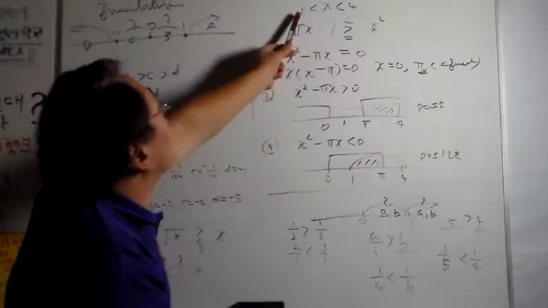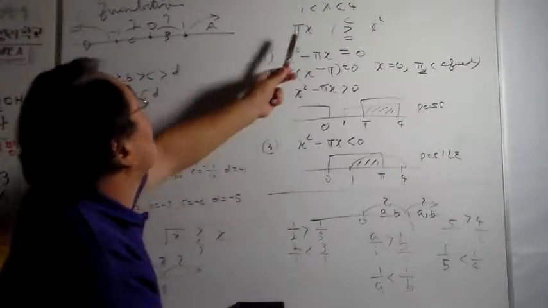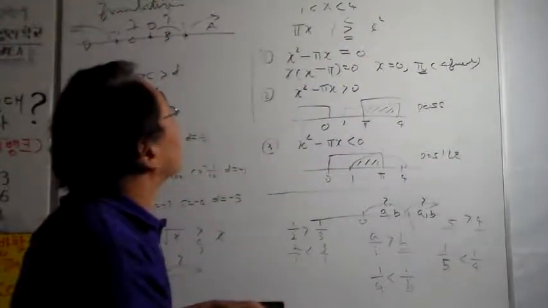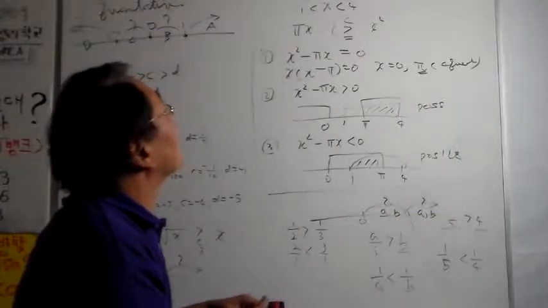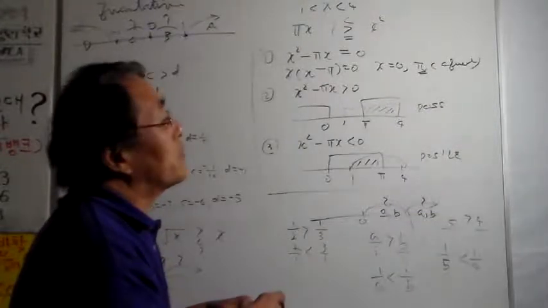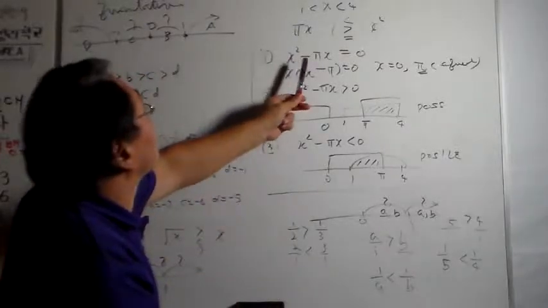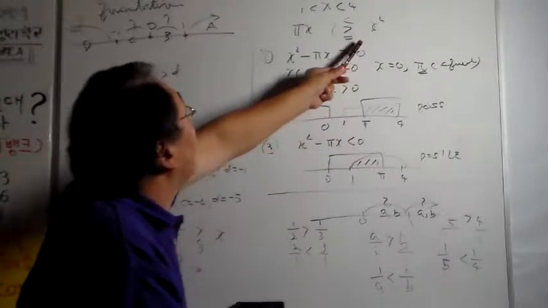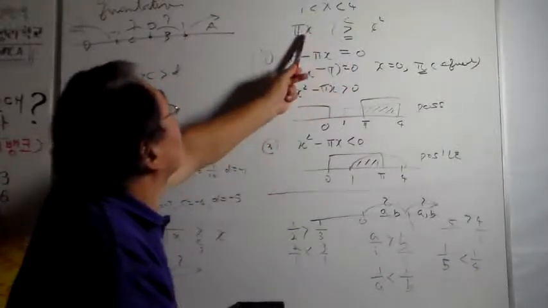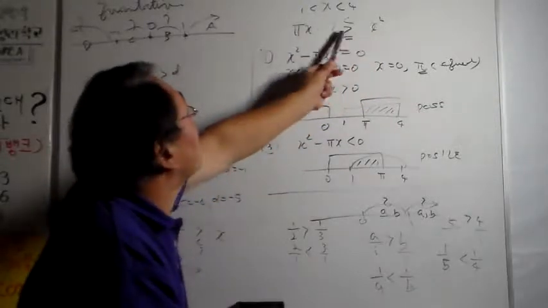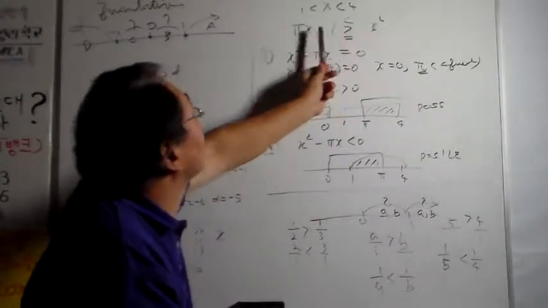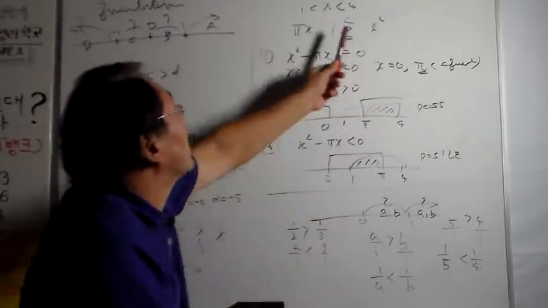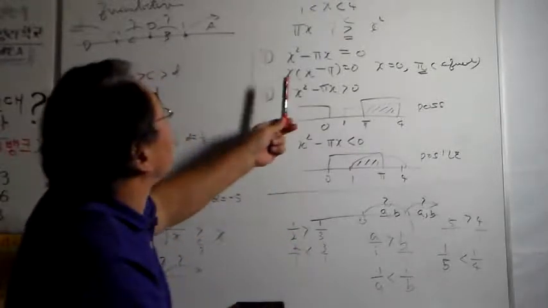Okay, x is between 1 and 4. They ask: pi x and x squared, which one is bigger? So we can guess. We assume they are the same, so this value and this value are equal. In that case, x squared minus pi x is 0. If they have the same value, we move one side over and make an equation equal to 0, because they are the same.